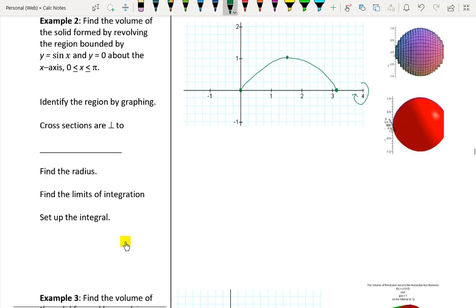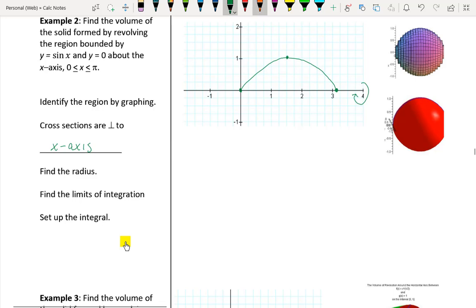So our axis of rotation is the x-axis, and our cross sections are perpendicular to the x-axis. That makes a difference when we look at this. As you'll see later, if we were to rotate this about the y-axis, we would end up with not a solid disc, but with a washer in this case. And we'll see some of those in just a little bit here.